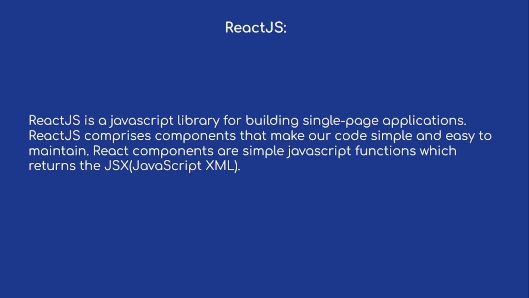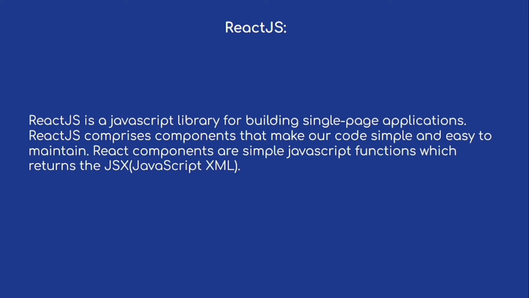So what is ReactJS? ReactJS is a JavaScript library for building single page applications. ReactJS comprises components that make our code simple and easy to maintain. React is a component based application. Every piece of code is separated into small components so that we can easily develop our application and maintain our code. React components are simple JavaScript functions which return JSX.